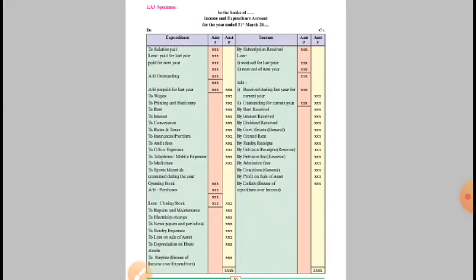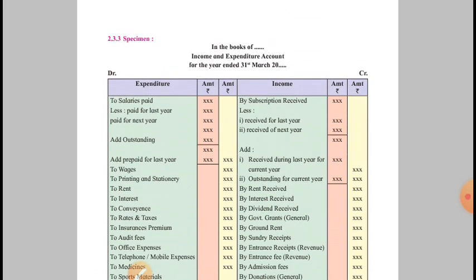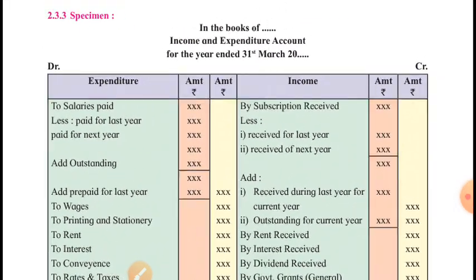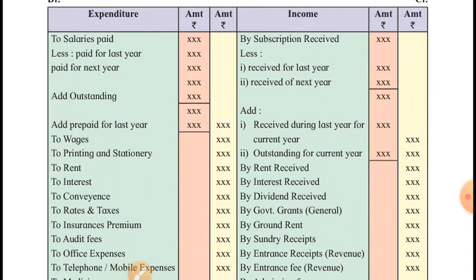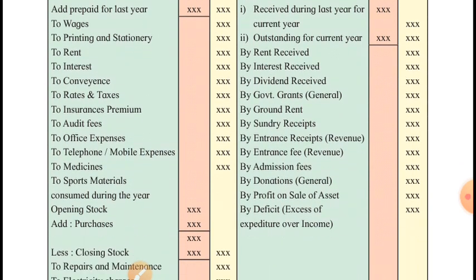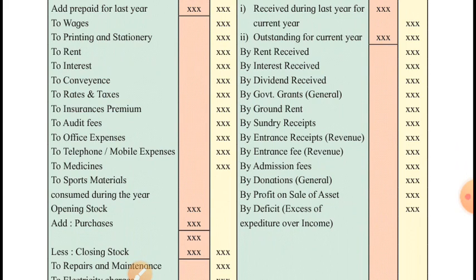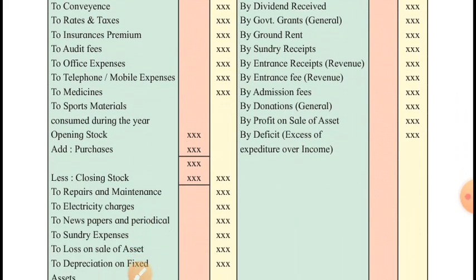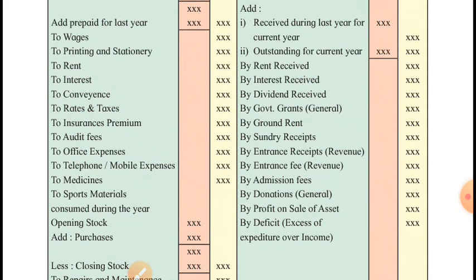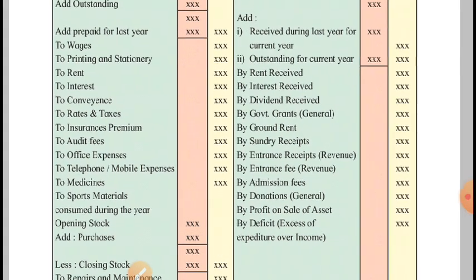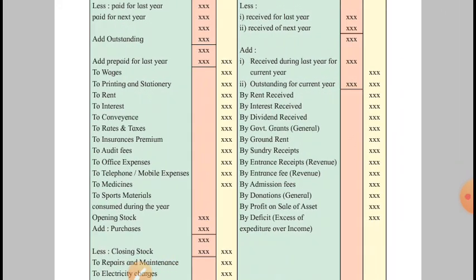Here is the pro forma, a specimen of the income and expenditure account. The debit side is the expenditure side, the credit side is the income side, and various items of expenses and incomes of different not for profit concerns are shown in this format. Try to understand the meaning of the different items. We are going to practice this in the upcoming video lectures.